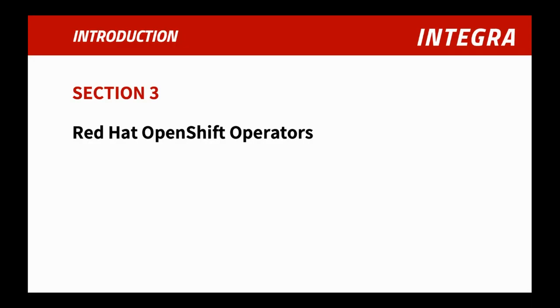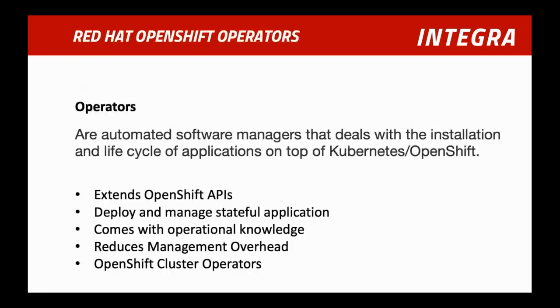And so now, building from our knowledge from the previous section, in this section, we will talk about operators. An operator is a method of packaging, deploying, and managing a Kubernetes native application. A Kubernetes native application is an application that is both deployed on Kubernetes and managed using the Kubernetes API, or some tool like kubectl or oc.